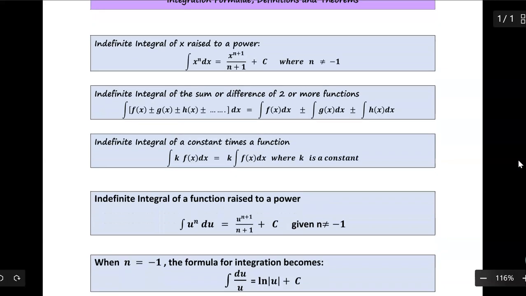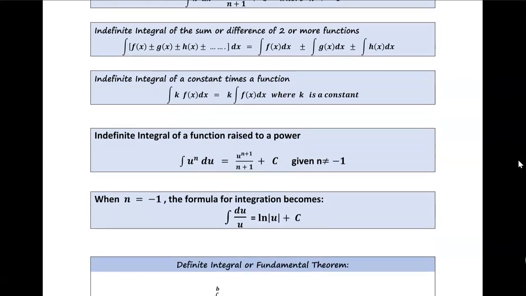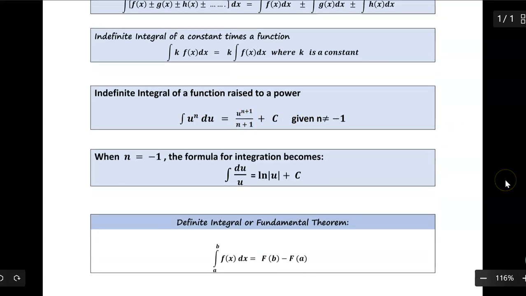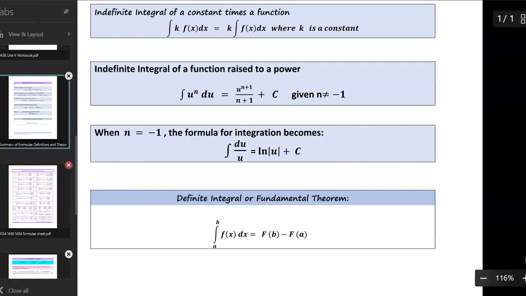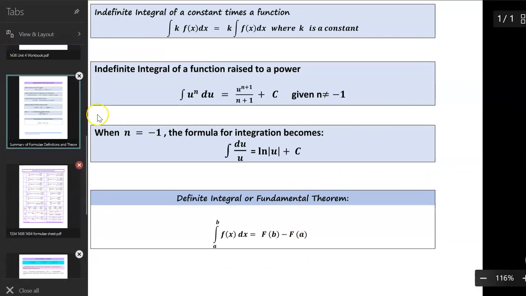Its definition, its properties. You can break that into 2 or 3 integrals given the sum or the difference. This only works with the sum and the difference. And if you have a constant multiplied by the integrand, you can bring that constant across the integral sign. And this basic formula always applies: add 1 to the exponent and then divide by the result. And then apply the fundamental theorem if you work with a definite integral.